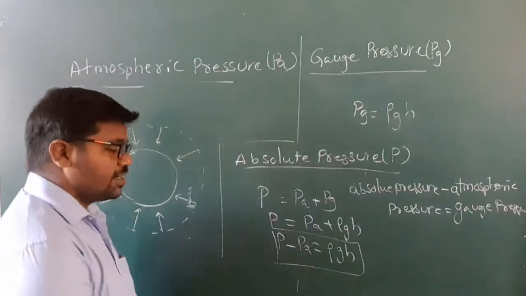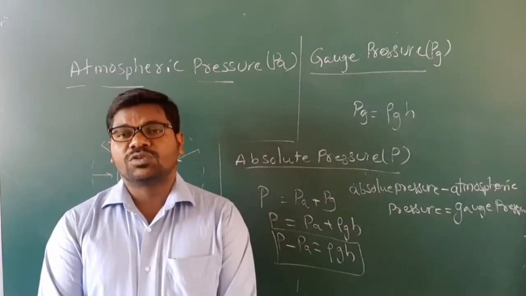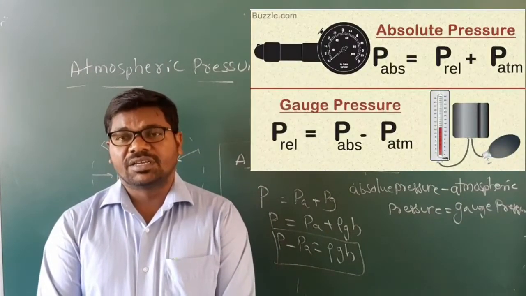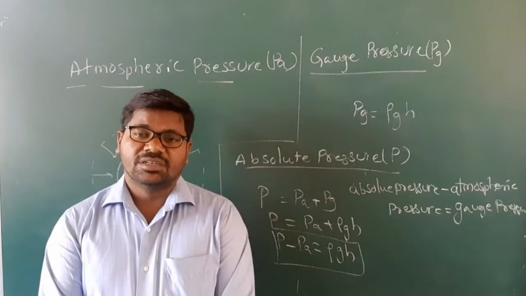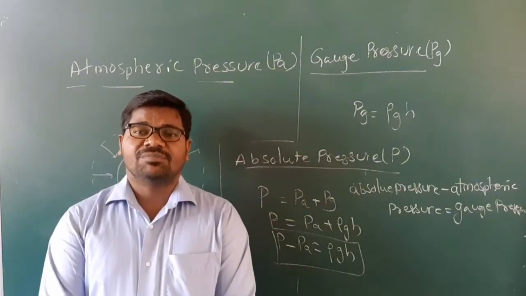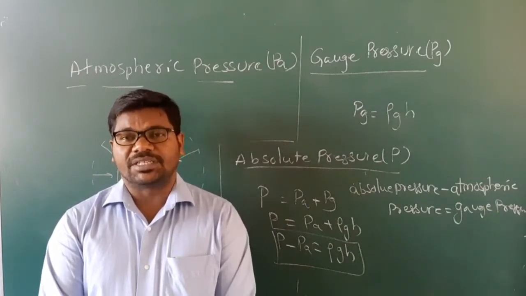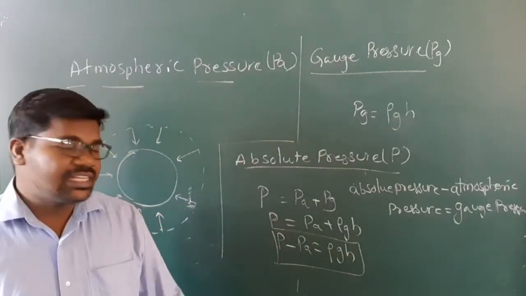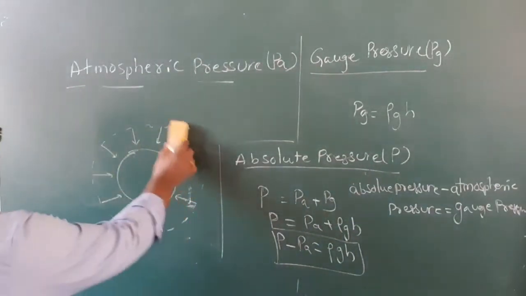So what is atmospheric pressure? Some gases around the earth, we can say the earth's atmosphere. The pressure exerted by the atmosphere is called atmospheric pressure. The excess pressure above the atmospheric pressure is called gauge pressure. And what is absolute pressure? The sum of the atmospheric and gauge pressure is called absolute pressure. Here, absolute pressure minus atmospheric pressure is equal to gauge pressure. Gauge pressure is denoted rho g h. Understand that?